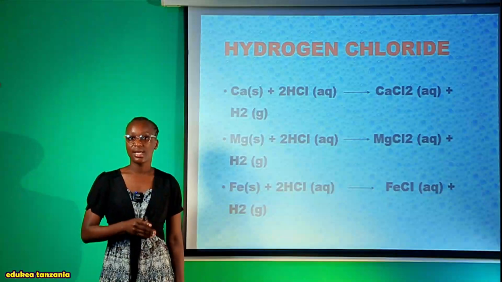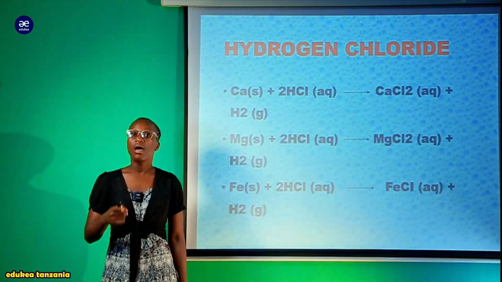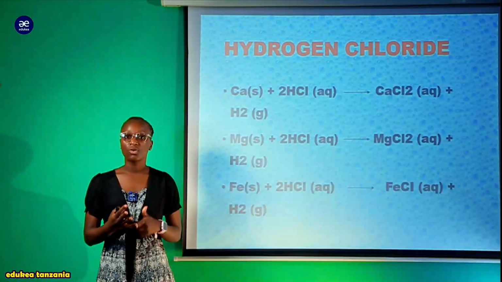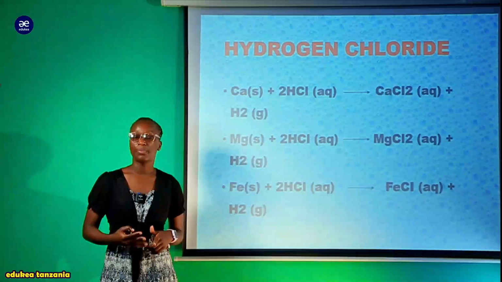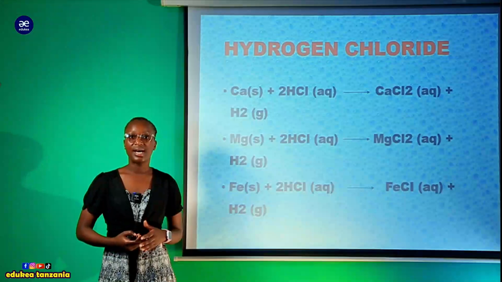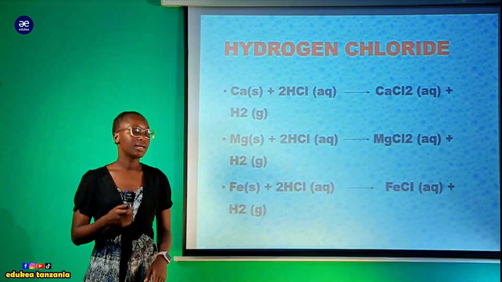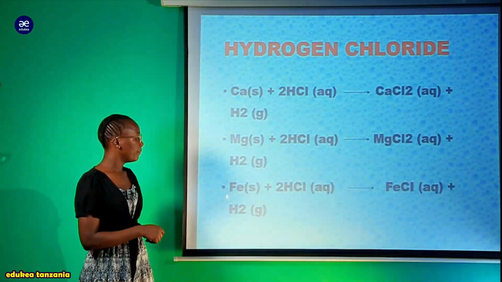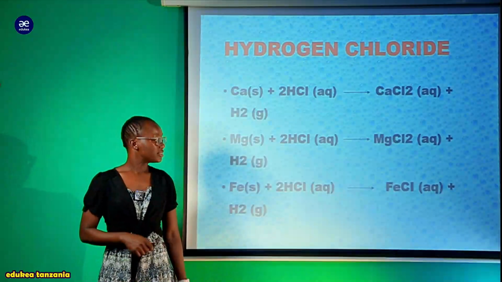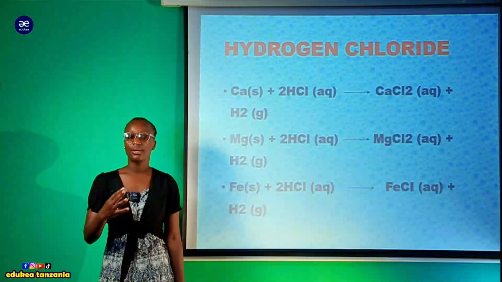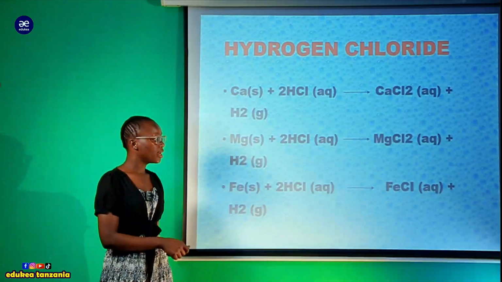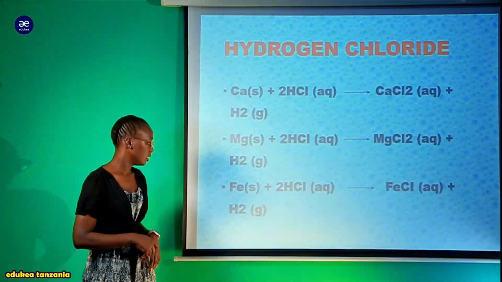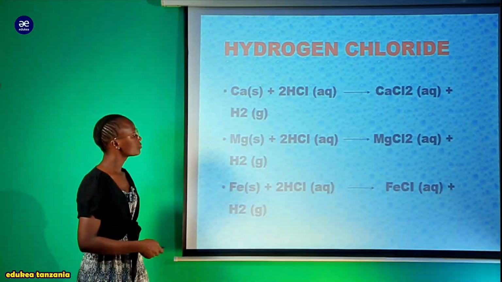Magnesium metal ina react na hydrochloric acid, tunaenda kupata the metal chloride which is magnesium chloride, and also as well we are going to proceed to produce the gas which is the hydrogen gas. But also we have the iron metal. This is iron metal. It reacts with the HCl solution, and finally we are going to have the chloride of metal which is iron chloride as well as the hydrogen gas.